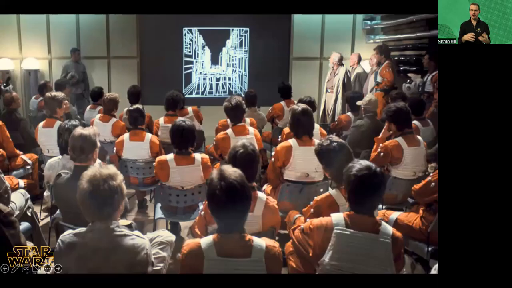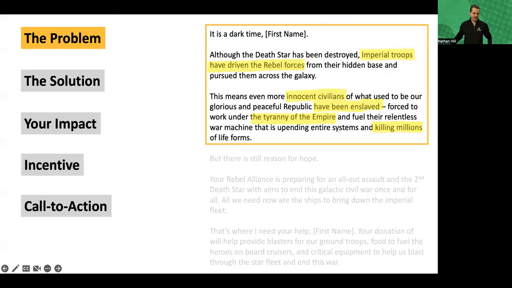Now, for a small band of rebels to do something as big as blow up a Death Star and take down this empire that spans across the galaxy, they probably need a really good fundraising program to raise the funds needed to fuel all the different initiatives that they have. So I put together this email appeal that they might actually send out that works through the same framework of problem to solution to impact, incentive, call to action.